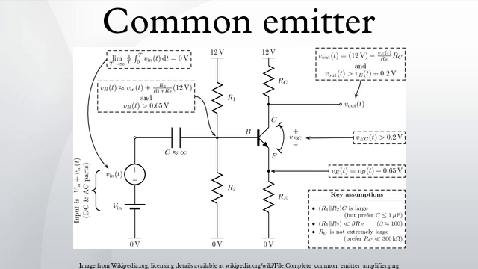Because RC is often large, the output impedance of this circuit can be prohibitively high. To alleviate this problem, RC is kept as low as possible and the amplifier is followed by a voltage buffer like an emitter follower.